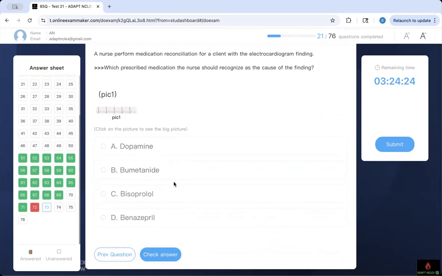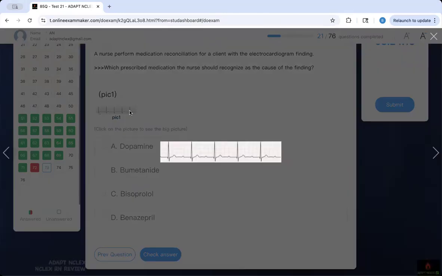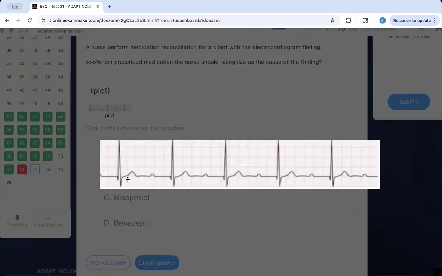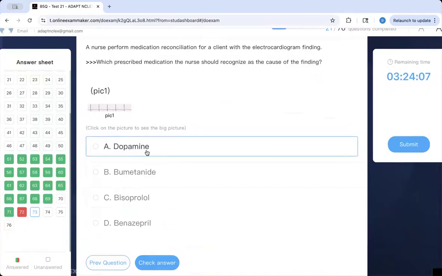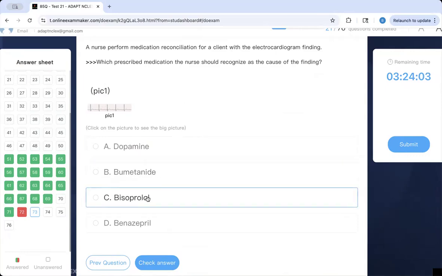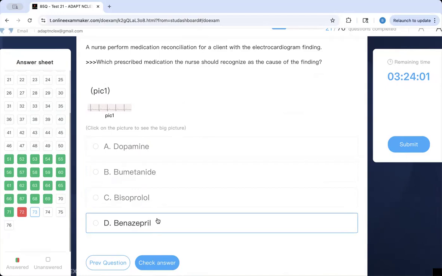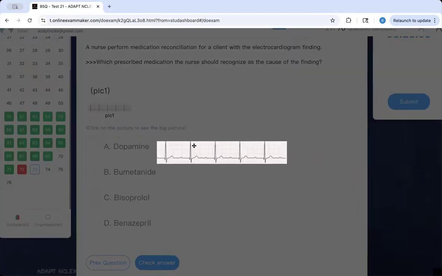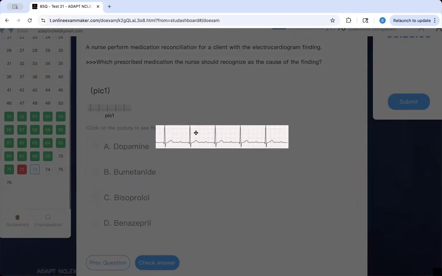And then perform medication reconciliation for a client with ECG finding. Which prescribed medication should the nurse recognize as the cause of this? You look at it and say, what is going on? What kind of EKG is that? I don't know what it is. Is it caused by dopamine, bumetanide, bisoprolol, or benazepril? And I look at it and say, this looks a little bit weird, right?